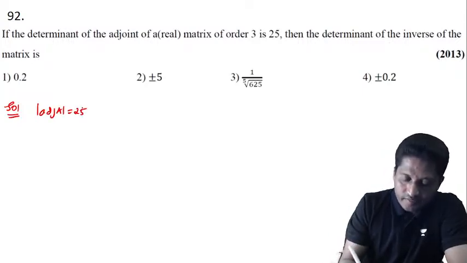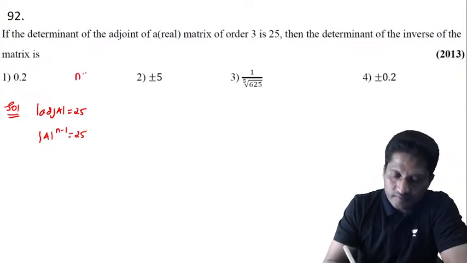Determinant of adjoint A is 25. Determinant of adjoint A is determinant A to the power n minus 1, which is equal to 25. N stands for the order of the matrix, n equal to 3.